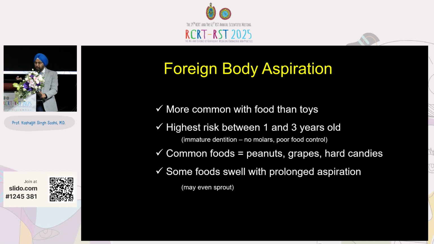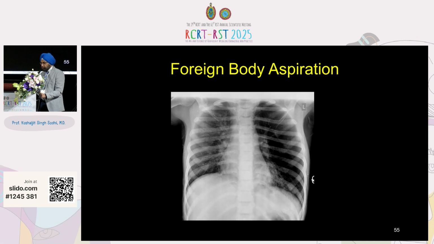Children tend to pick up something and just put it in the mouth, and at that age group, very typically 1 to 4 years, or 2 to 4 years. As I said, highest risk is between 1 to 3 years of age. The common foods are peanuts, grapes, candies, and even battery ingestion is particularly common. If you do a radiograph, this is how a typical radiograph of a boy or a girl with foreign body ingestion would look.